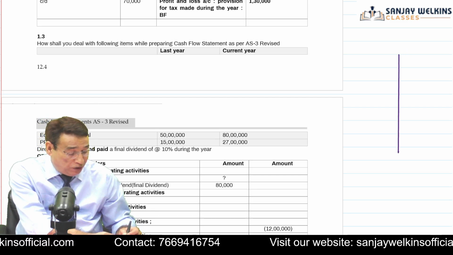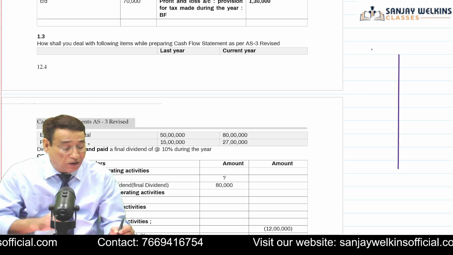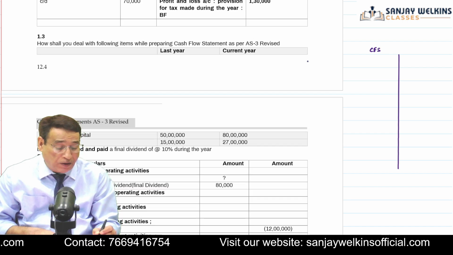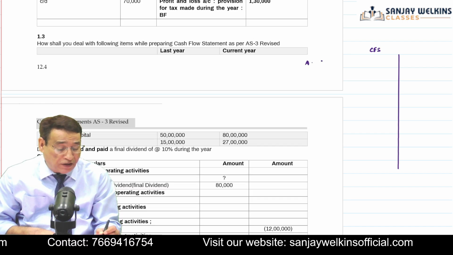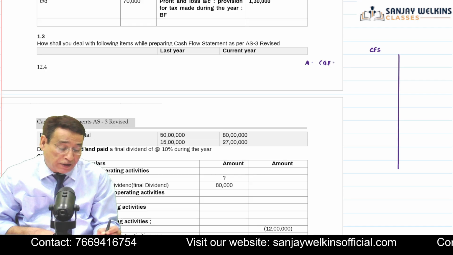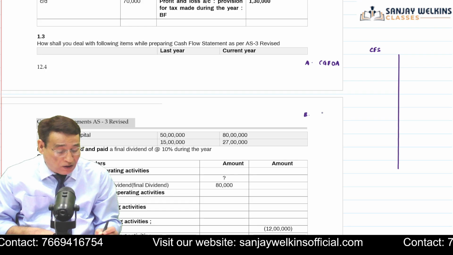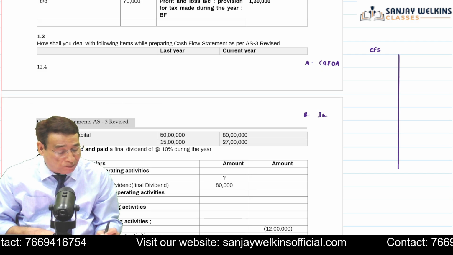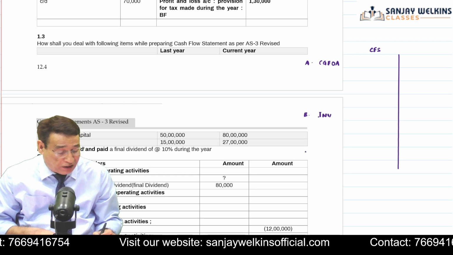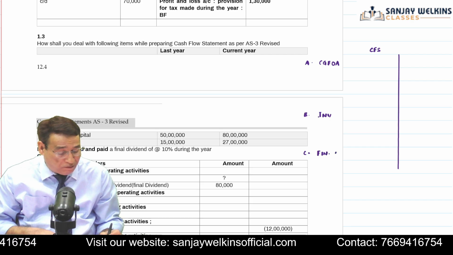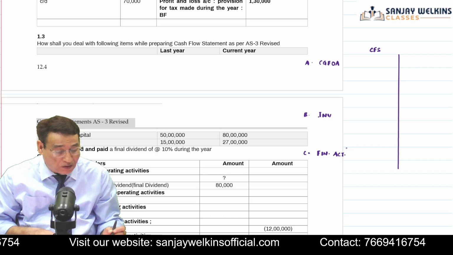As you know, when I am going to prepare my cash flow statement, this is my cash flow statement. Under the first one, I will be writing cash generated from operating activity. Then we generally write investing activity. And finally, we write financing activity.